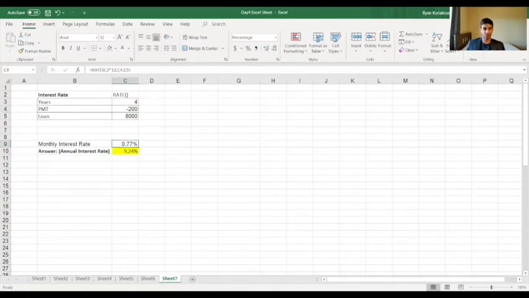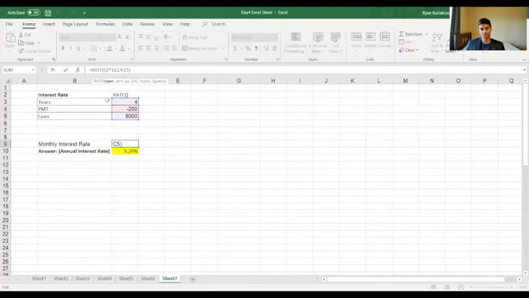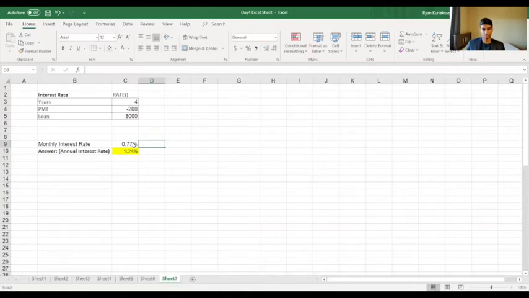So if we use the interest rate formula, where essentially the only difference that we're making is that we're timesing the number of years by 12 to simulate 48 months. And then from there, the formula will give you the number of 0.77%. And if we times that by 12, we can get the annual interest rate of around 9.24%.